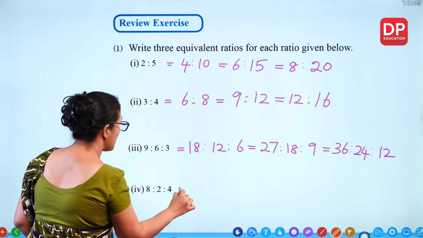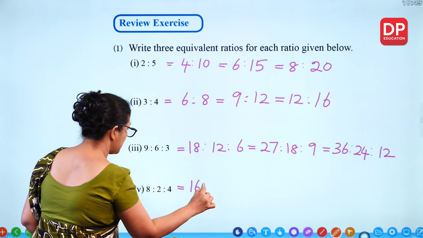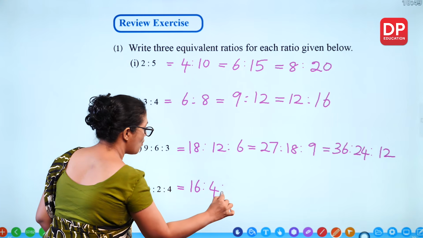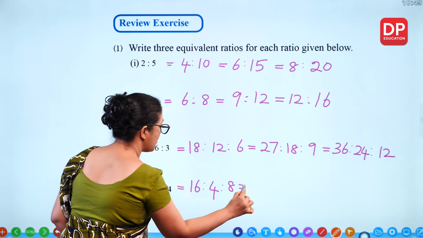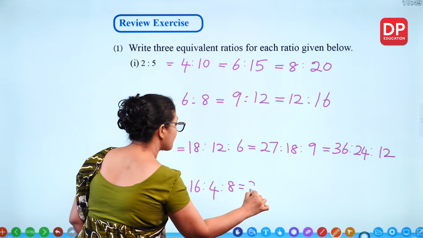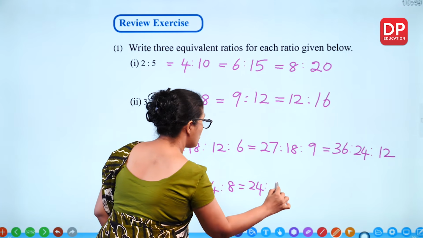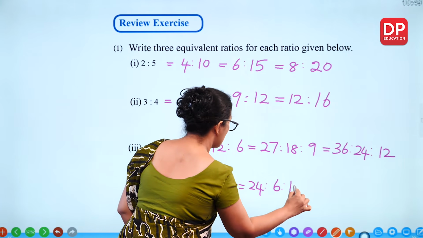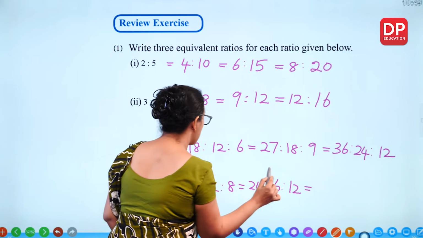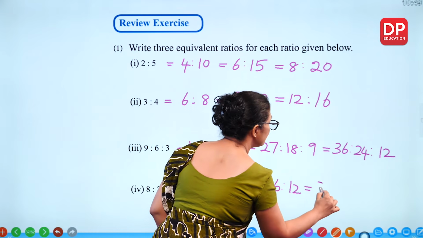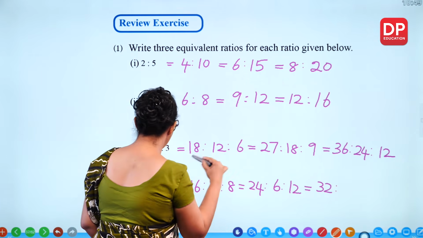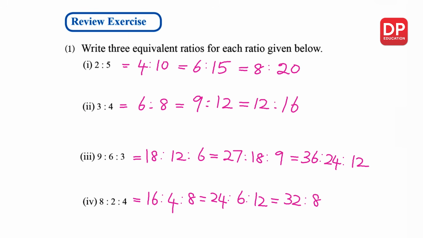This one multiplied by 2: 18, 4, 8. Multiplied by 3: 24, 6, 12. Multiplied by 4: 32, 8, and 16. So those are the equivalent ratios.